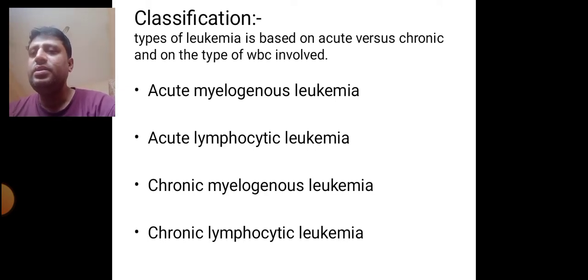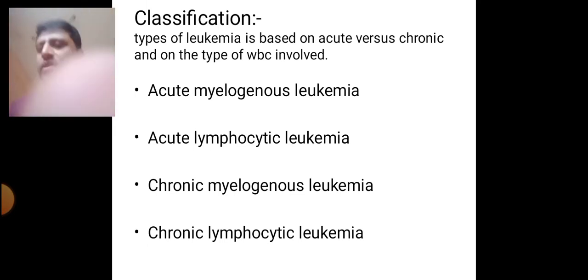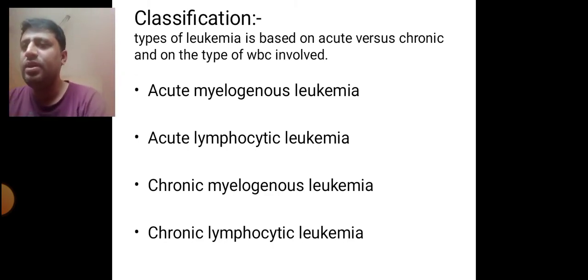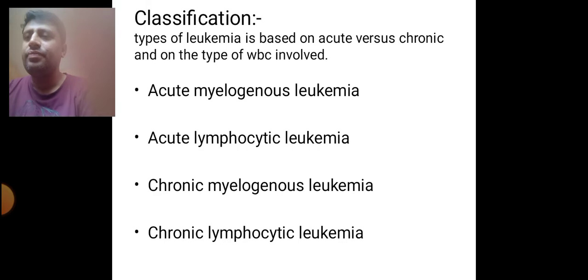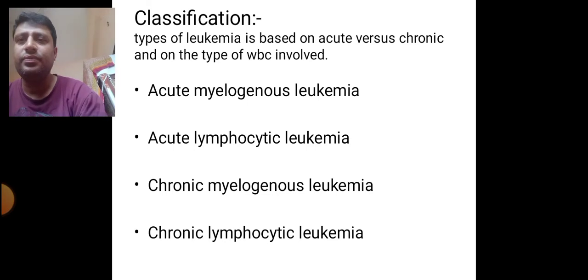Fourth type is chronic lymphocytic leukemia. Chronic lymphocytic leukemia is the most common leukemia in adults. It is characterized by the production and accumulation of functionally inactive but long-lived small mature appearing lymphocytes. The type of lymphocyte involved is usually the B cells. So these are the four types of leukemia.